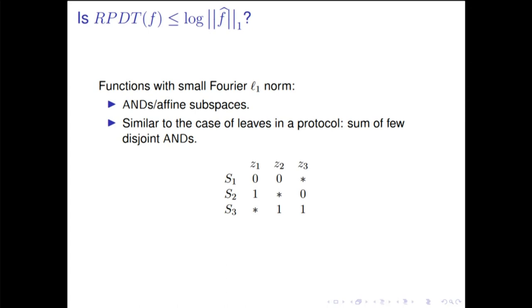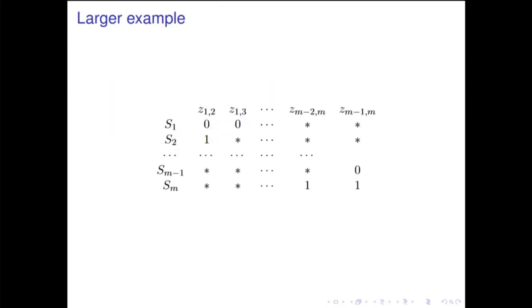And all of these are disjoint because if something is in S1 and S2, then that means Z1 is both 0 and 1, and these are bits, not qubits. So let's just generalize this example to a larger case where we have m different subcubes. If I want to make them all disjoint, I can use the exact same trick from the last slide. For any two subcubes, say S1 and S2, I have a coordinate Z12, which should be set to 0 in S1, but to a 1 in S2. So this means that S1 and S2 are disjoint. And in general, for any Si and Sj, there will be a coordinate Zij that makes sure that Si and Sj are disjoint.